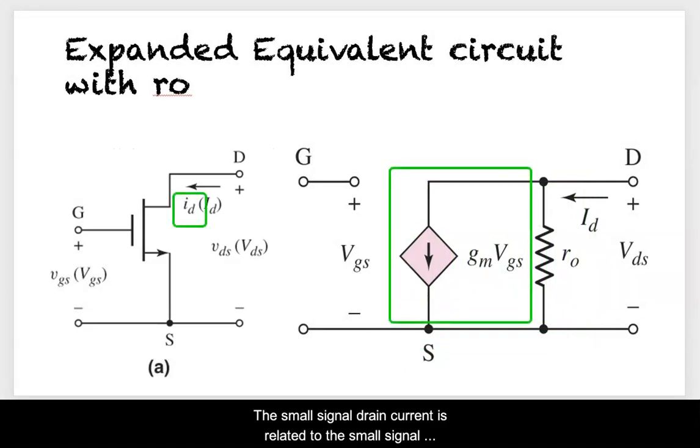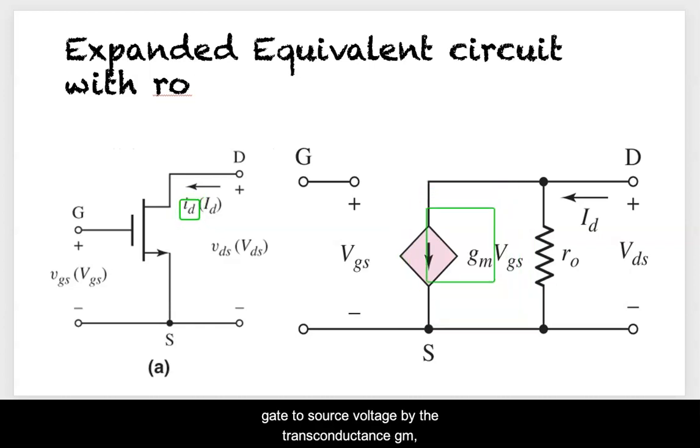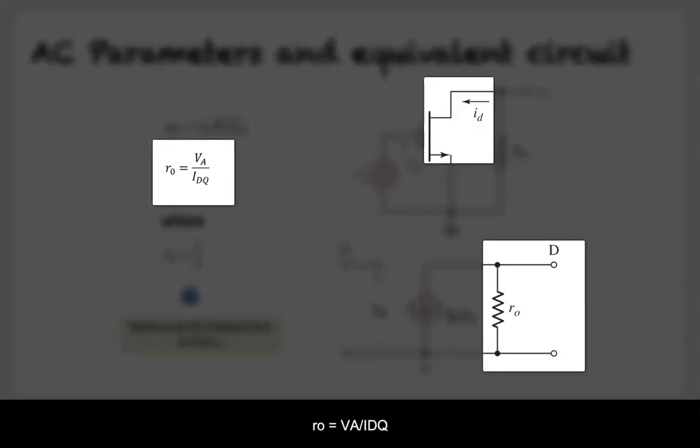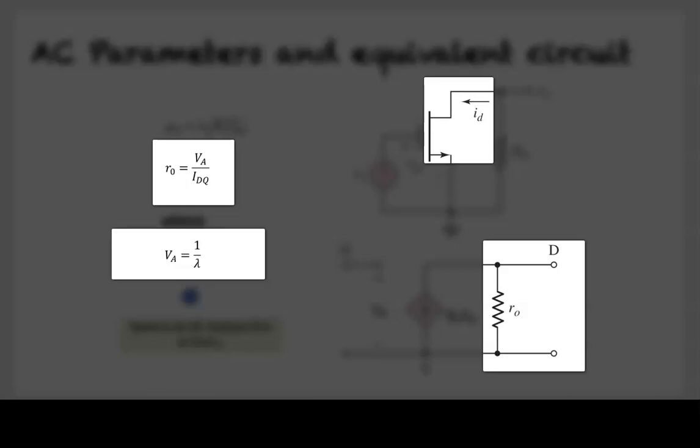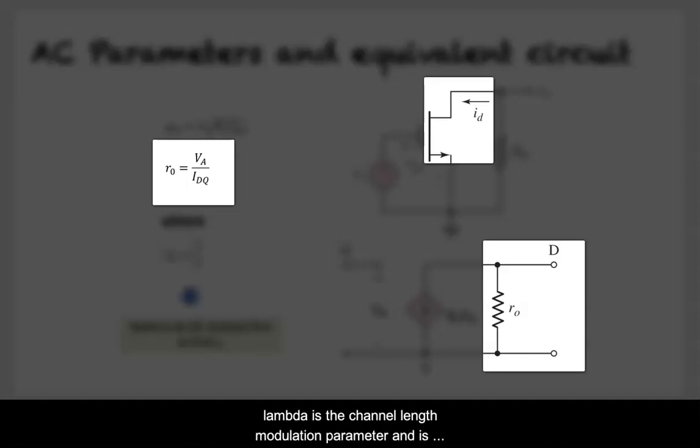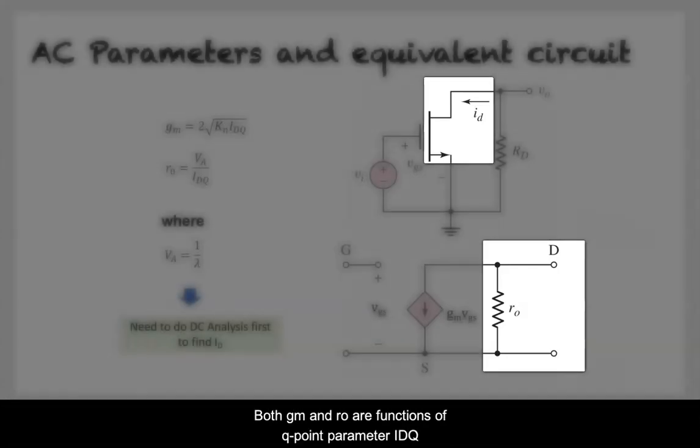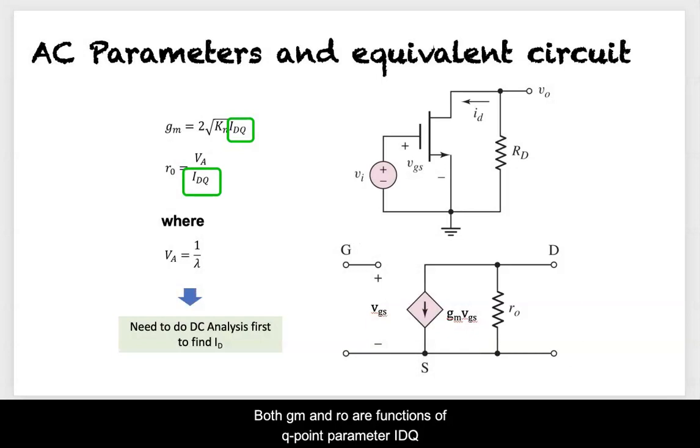In a nutshell, the small signal drain current ID is related to the small signal gate to source voltage VGS by the transconductance GM. The transistor output resistance RO is equal to VA over IDQ, and VA here is equal to 1 over lambda. Lambda is the channel length modulation parameter and is positive in value. Take note that both GM and RO are functions of Q point parameter IDQ. Therefore, it is really important to do DC analysis and find the correct IDQ value.